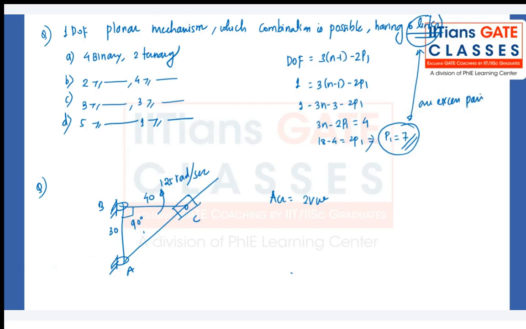And that is something we already studied, if you remember. So the combination will be 4 binary and 2 ternary. I think this is the correct answer. If you make this combination, the number of effective pairs is 7. You can try this. I think the answer has to be option A.